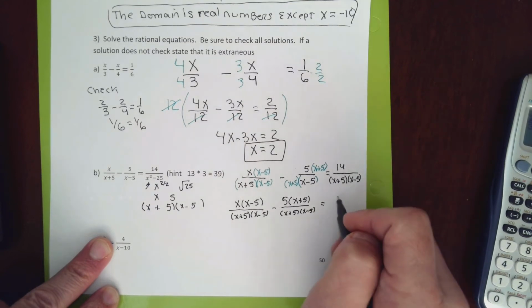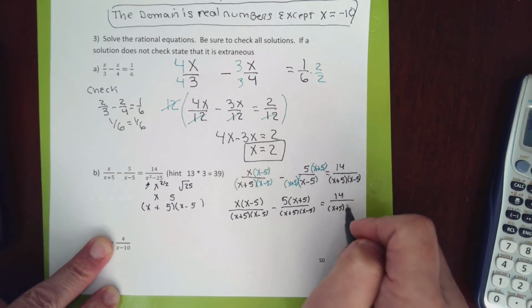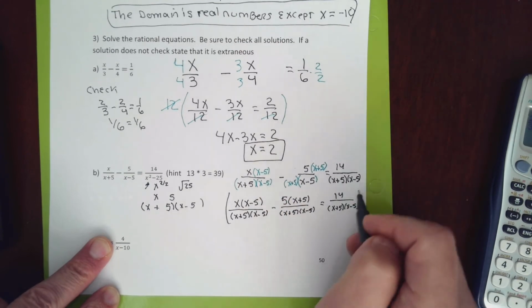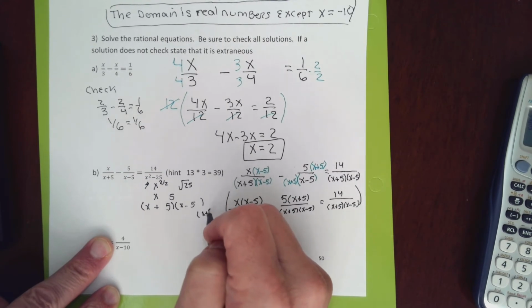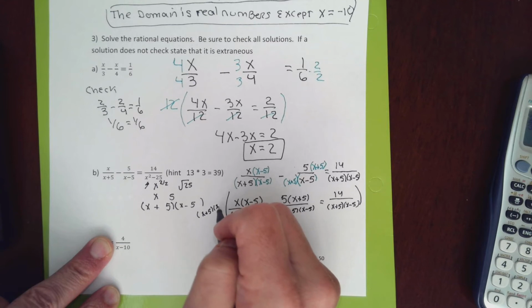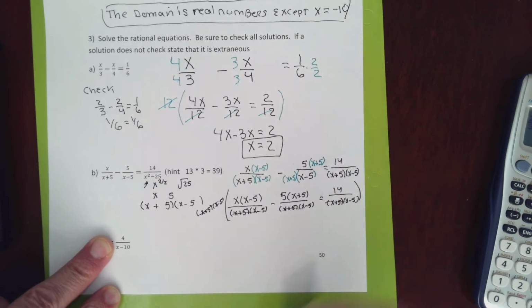And to the right of the equal sign, I haven't done anything other than factor. So now I have all three fractions with the same denominator. Make my giant parentheses. Off to the left of that giant parentheses, I put the common denominator and then cancel, cancel, cancel.